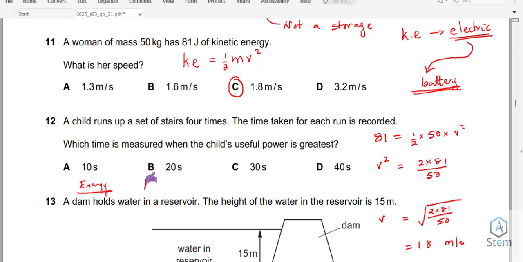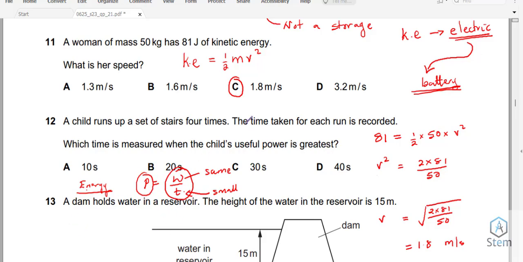So the formula for power is equal to work done, which is the same as energy, divided by time. If you look at this, work done is not going to change. Every time the child runs up and down 4 times, the work done is not going to change. What can only change here for us to calculate power is the time. Now, if the denominator is small, it means the overall answer is going to be big.